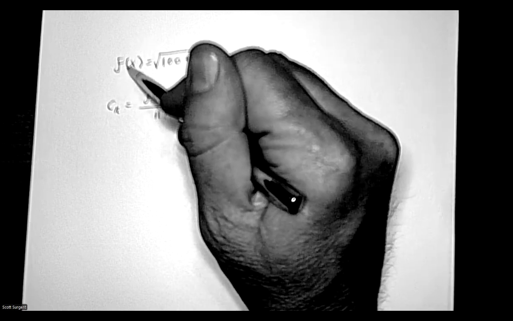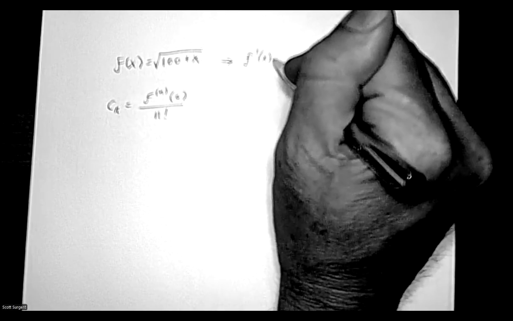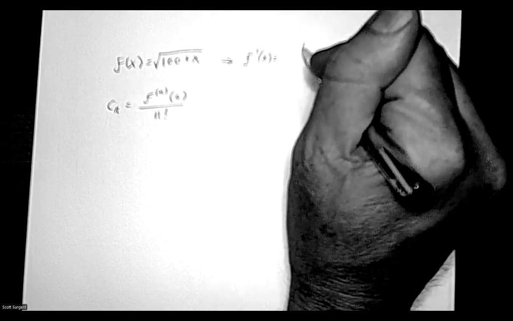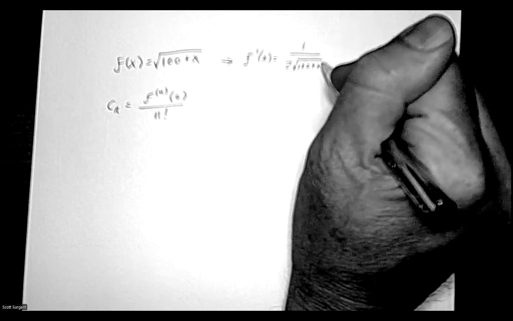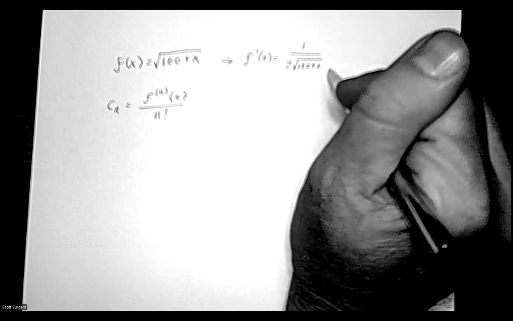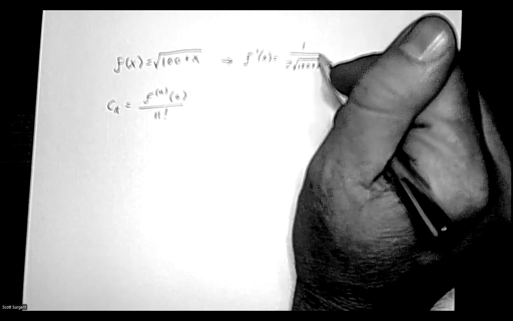So what I need to do is work out a whole bunch of derivatives. Now, the function itself is considered the 0th derivative. The first derivative, let's see, it's going to be 1 over 2 radical 100 plus x squared. I'm sorry, no, that's radical 100 plus x. And then the chain rule will just give me a 1.